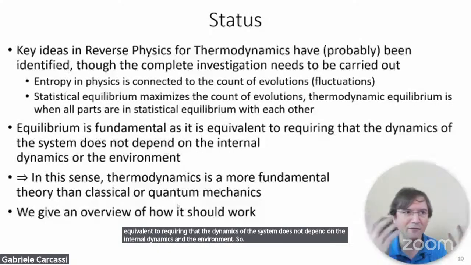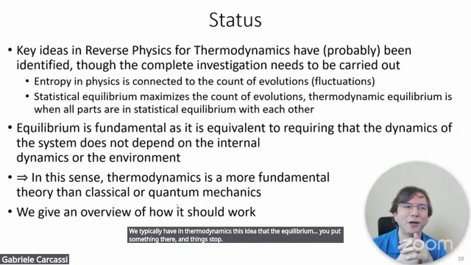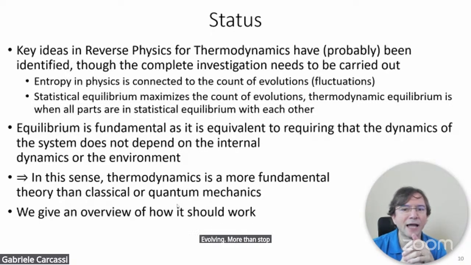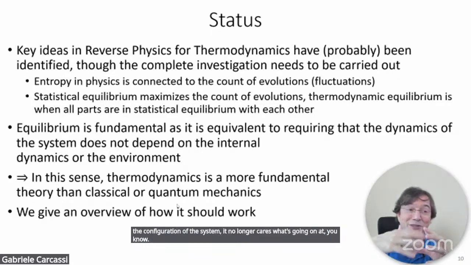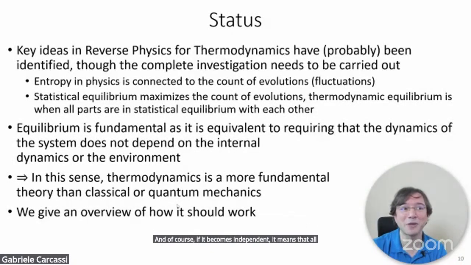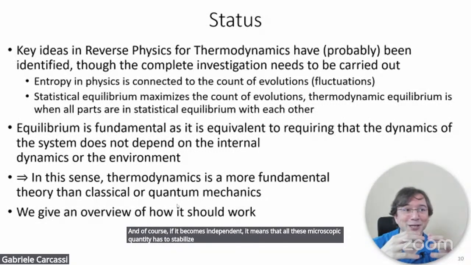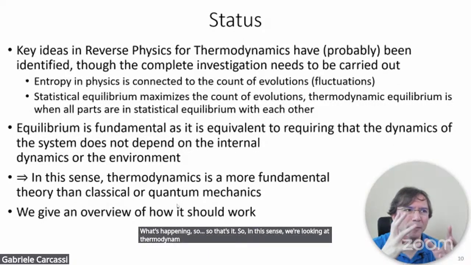So we typically have in thermodynamics this idea that at equilibrium, you put something there and things stop evolving. More than stop evolving, I'd like you to think that the configuration of the system no longer cares what's going on in the internal structure and in the external. So it becomes independent. And of course, if it becomes independent, it means that all these macroscopic quantities have to stabilize, because it doesn't matter what's happening.